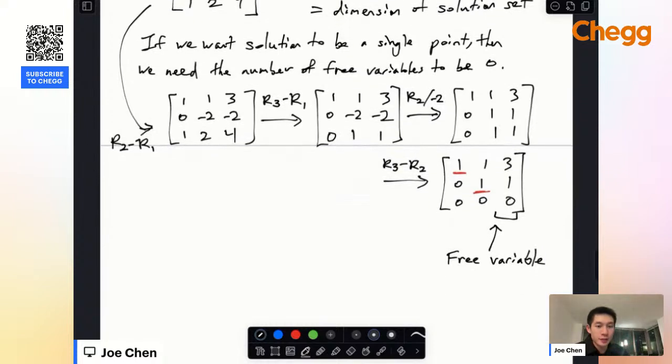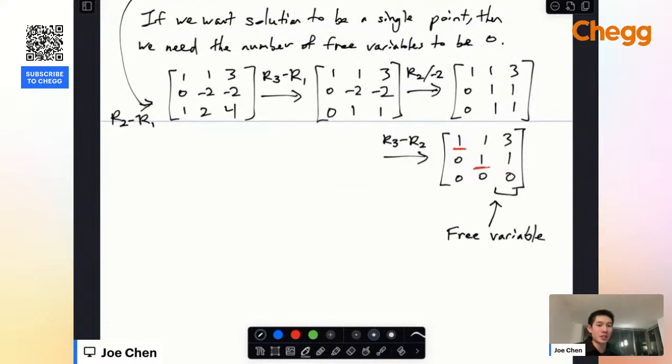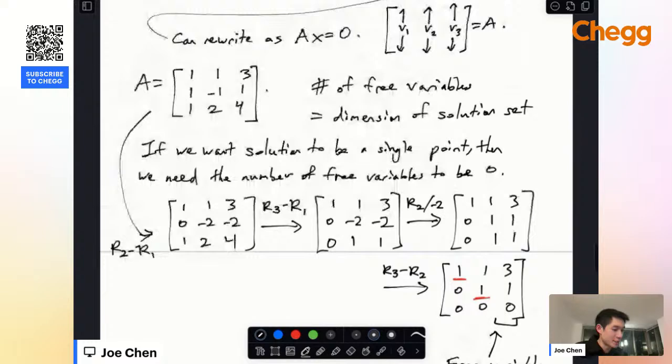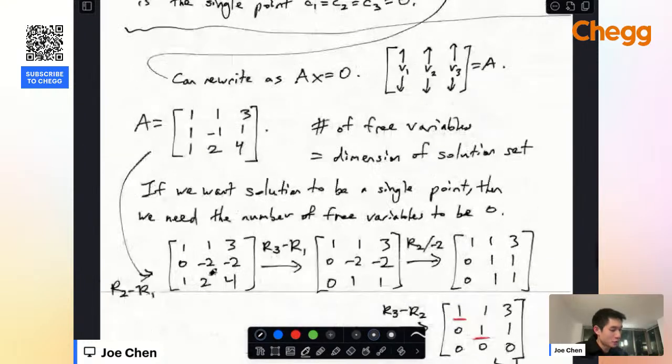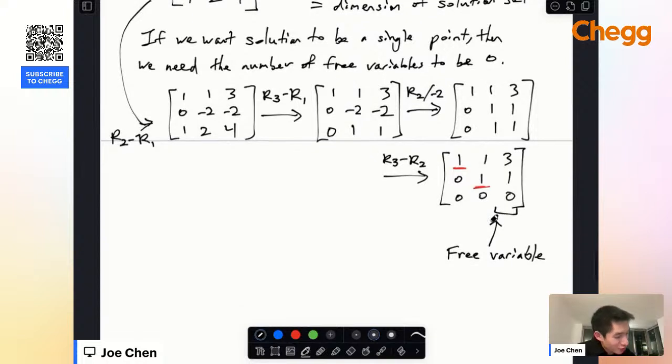And so does that mean that the columns are linearly independent or not? You can check back above here. And so here we said if we want the solution to be a single point, then we need the number of free variables to be 0. But here we have one. Let's connect this back to the previous problems.